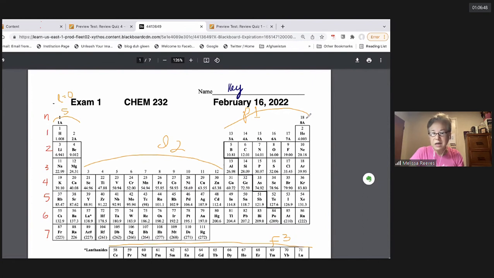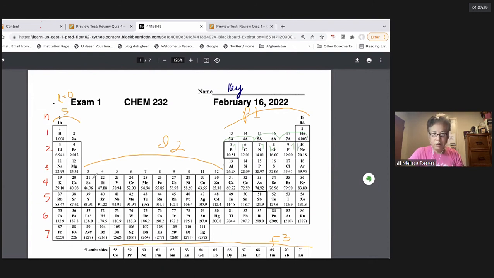Then when you get to P, there's 3 different orbitals with M sub L equal to -1, 0, and +1. So there's 3 different p orbitals. That's why we're 6 across over here. So we've got spin up, spin down, spin up, spin down, spin up, spin down. And then D is 10 across. 1, 2, 3, 4, 5, 6, 7, 8, 9, 10.